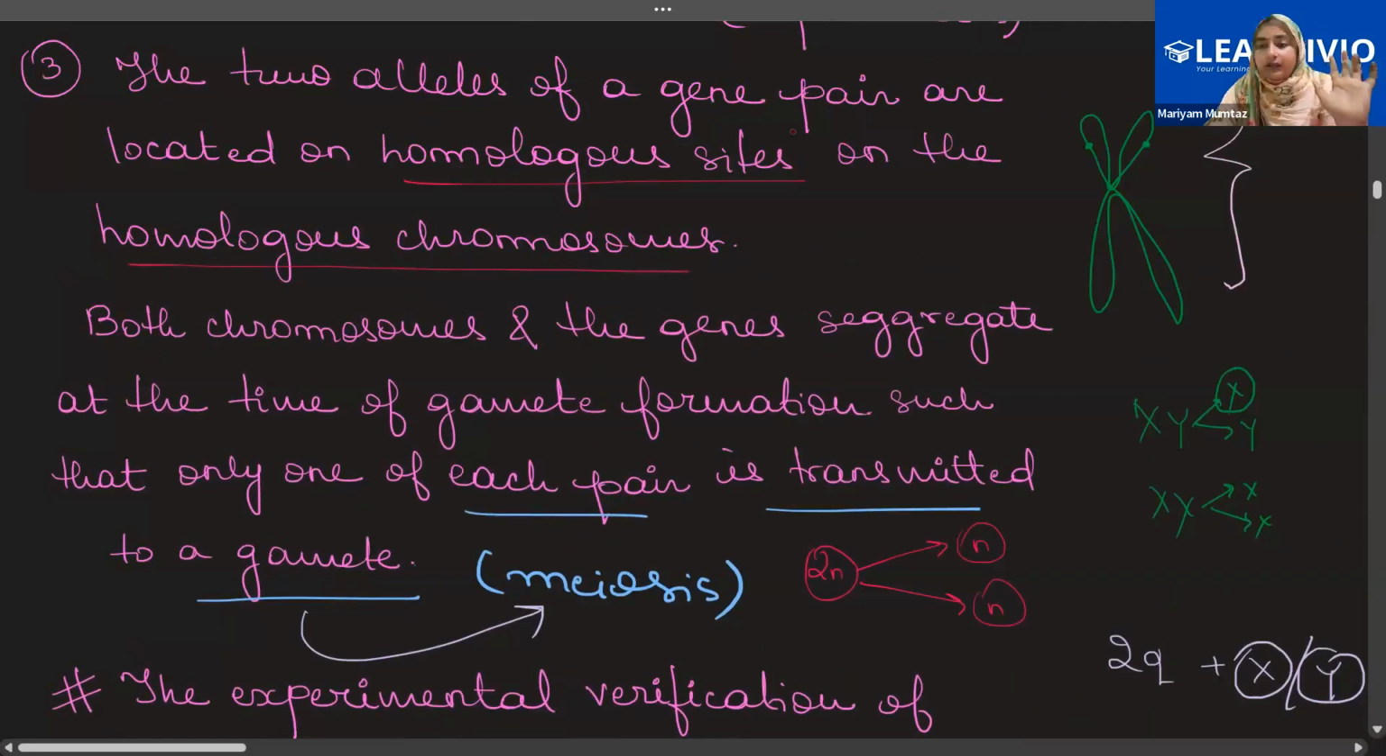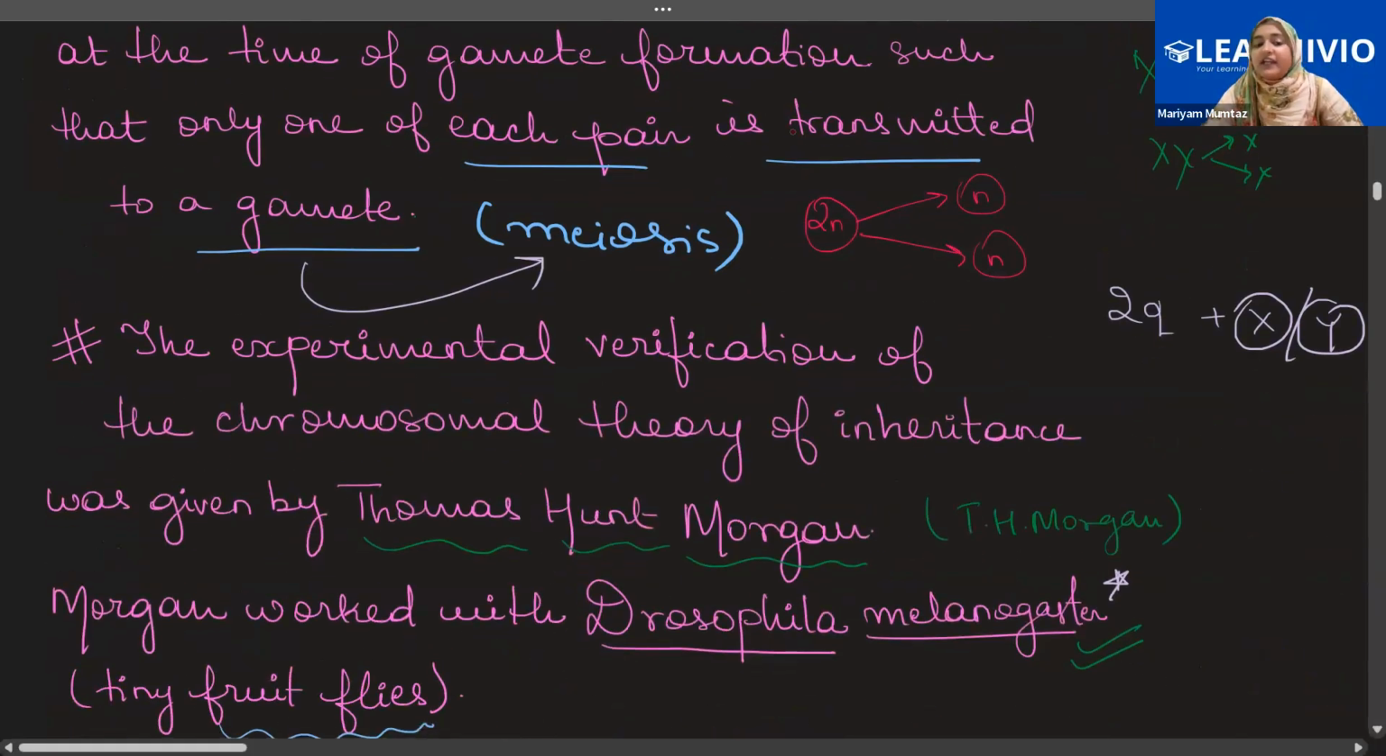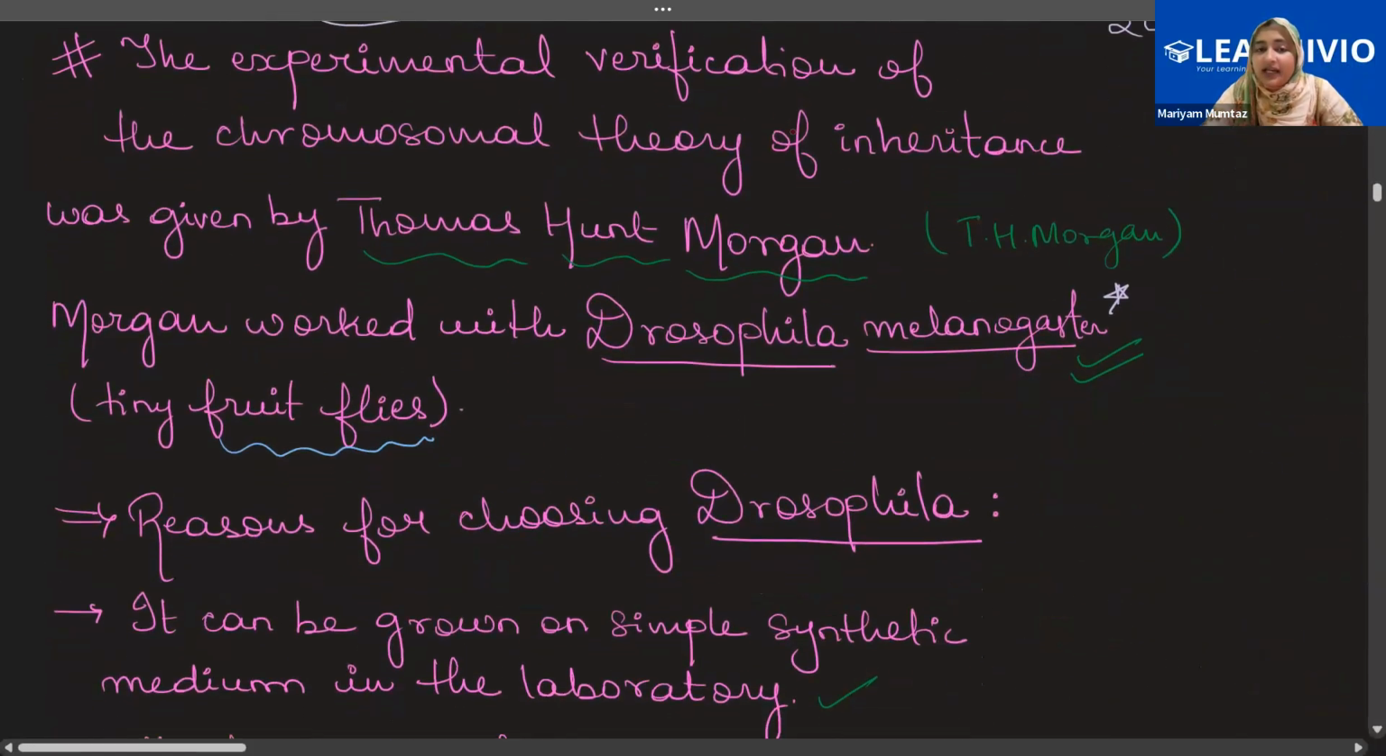Now this was the theory. Basically, off the top of their head, they said this, but the proof for this had not been given at that point of time. The experimental verification of this theory was given by Thomas Hunt Morgan, T.H. Morgan. He worked on Drosophila melanogaster, which is called a fruit fly.